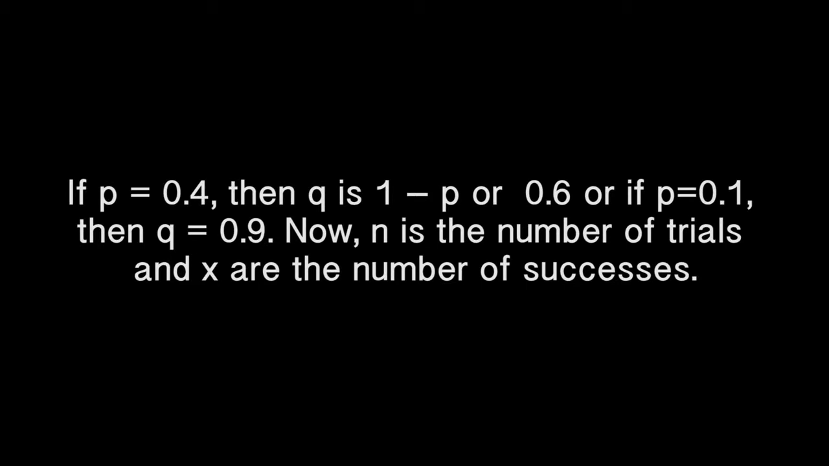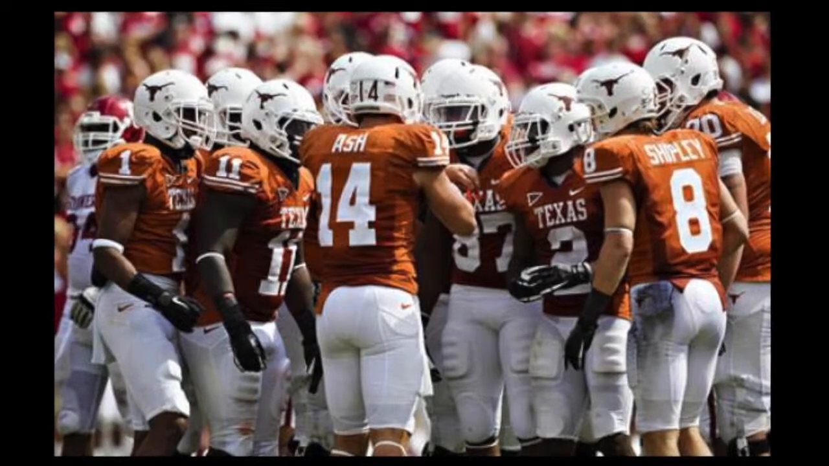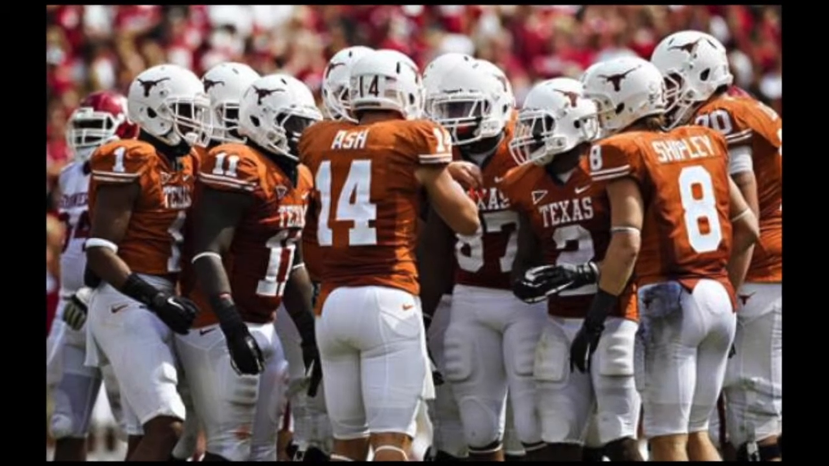Now, n is the number of trials and x is the number of successes. The formula depends upon how the combinations are written in your book or on your calculator. Let's take a football team that plays 13 games in a season. So n, the number of trials, is 13. We want to find the probability that the football team will win exactly 10 games. This means that the number of successes x is 10.